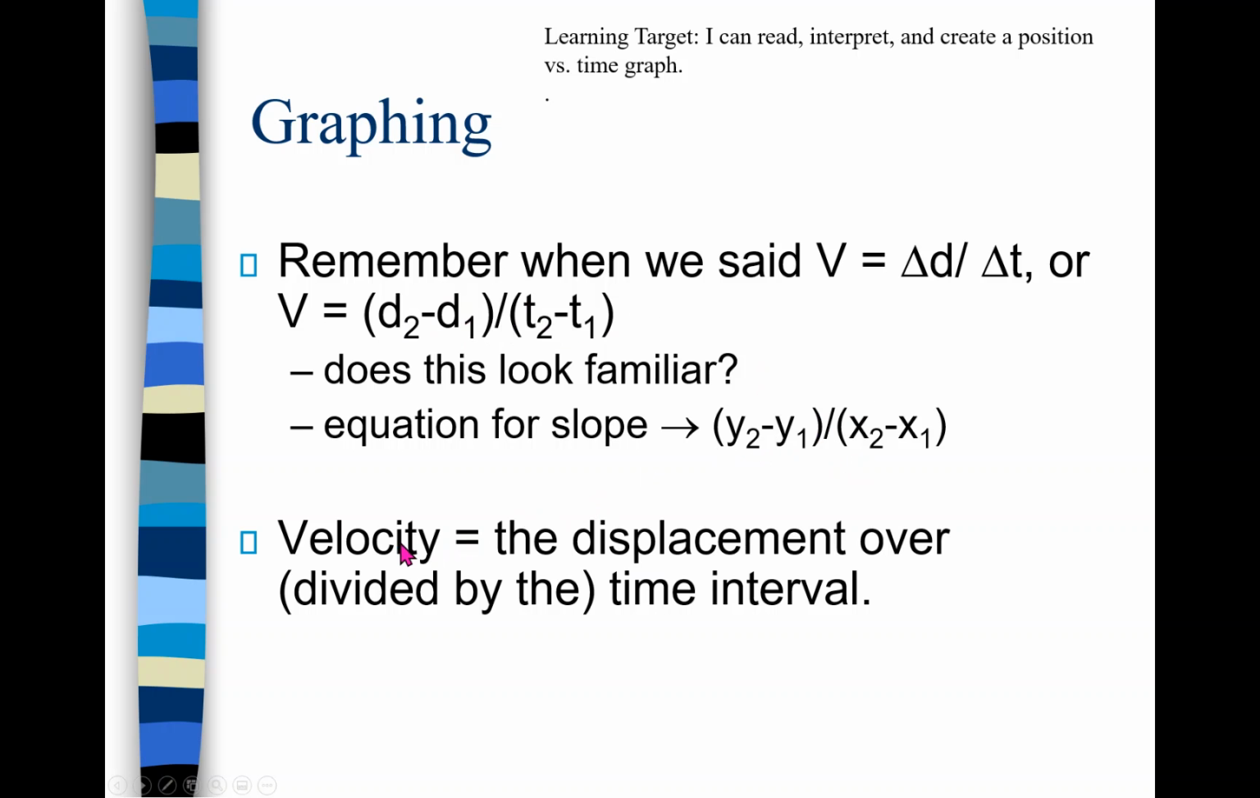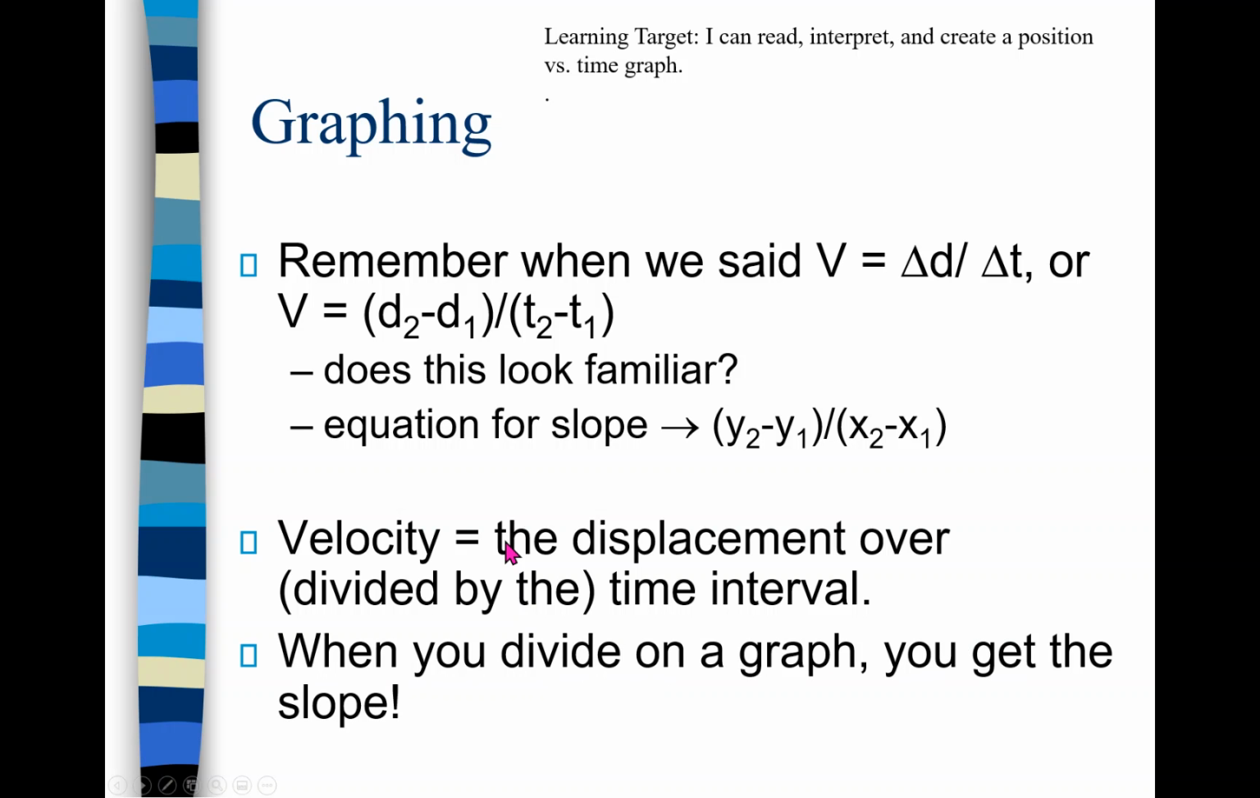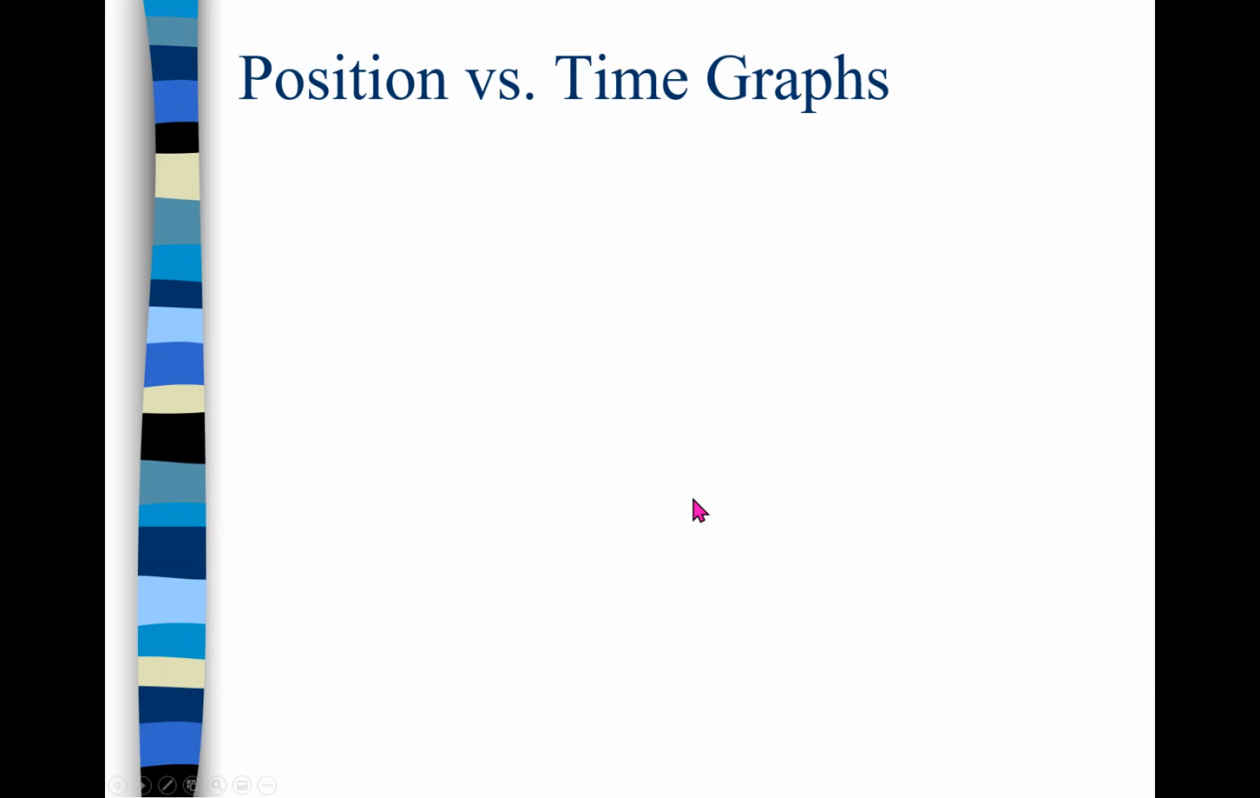Well, if we say velocity is the displacement divided by time, what we're really saying is if we have a position time graph and I take the slope, I am getting velocity. So the slope of a position time graph is the velocity. Ooh, that's pretty cool stuff. I like it a lot. Let's take a little closer look at our position versus time graphs.